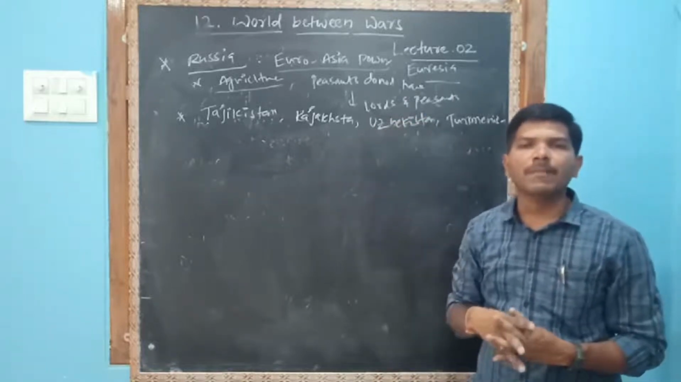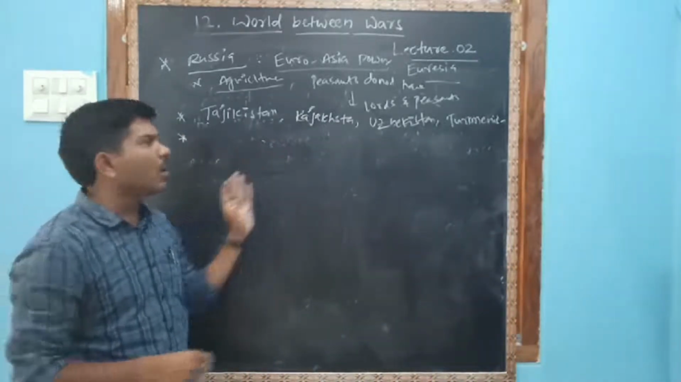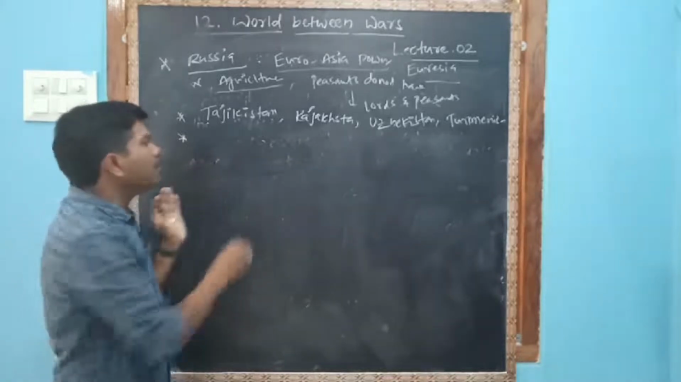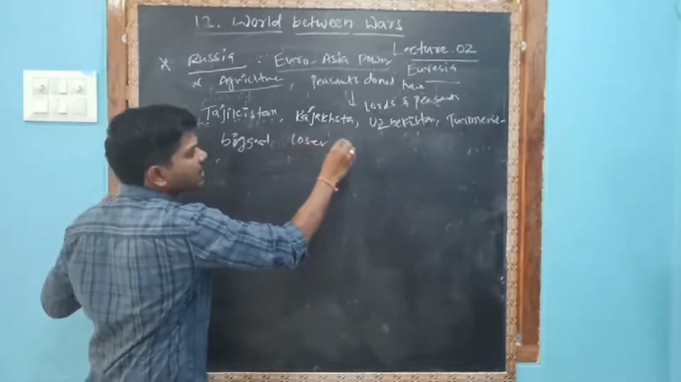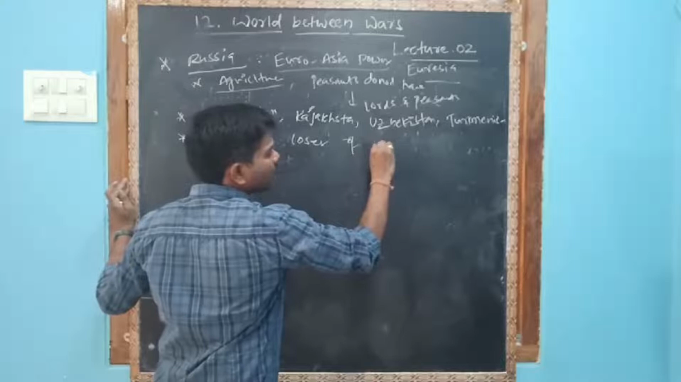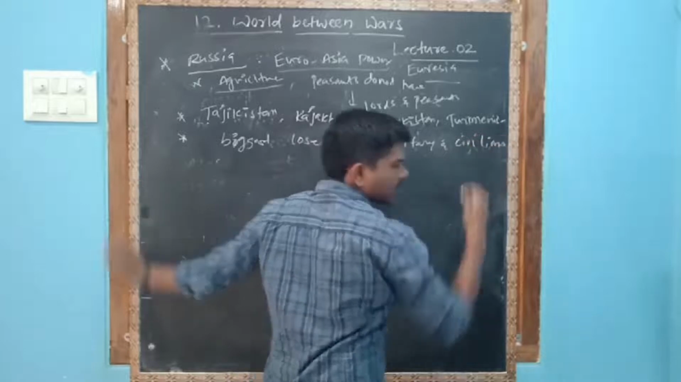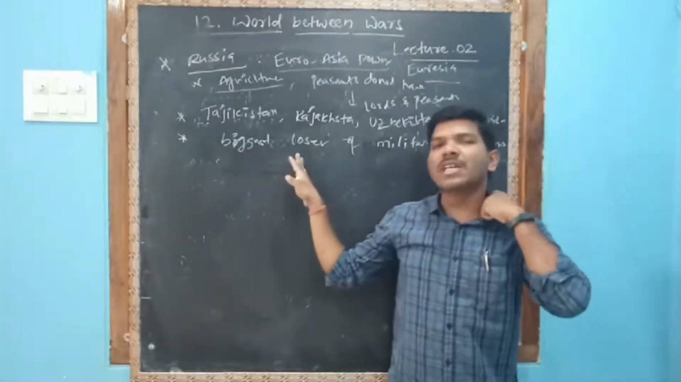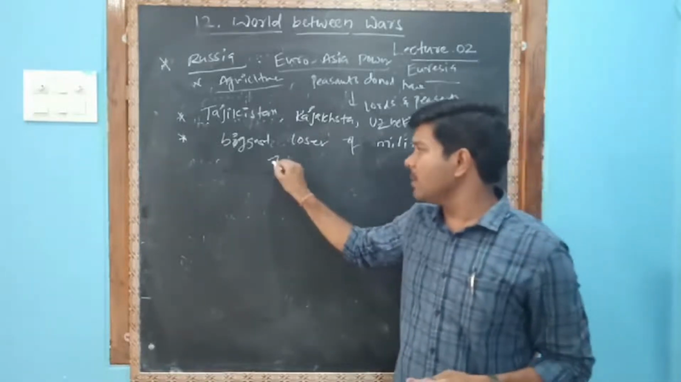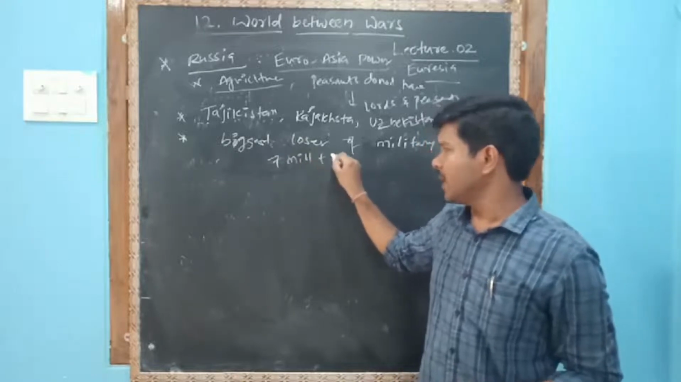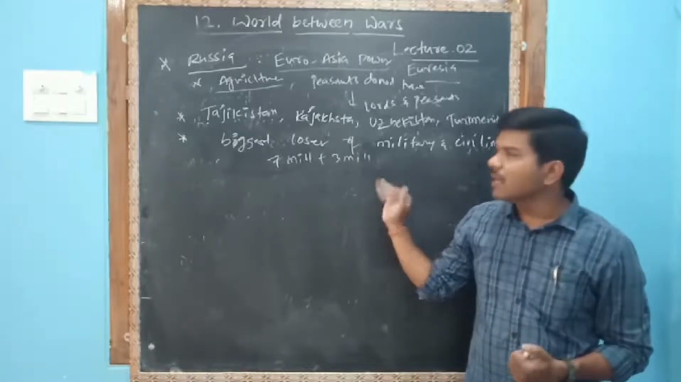Russia was the third largest populated country at that time. But whenever they participated in the World War, Russia became the biggest loser of military and civilians. Most of the Russian soldiers died in the war. Most of the Russian civilians died in the war. Approximately 7 million soldiers plus 3 million civilians. That means Russia lost 10 million people.